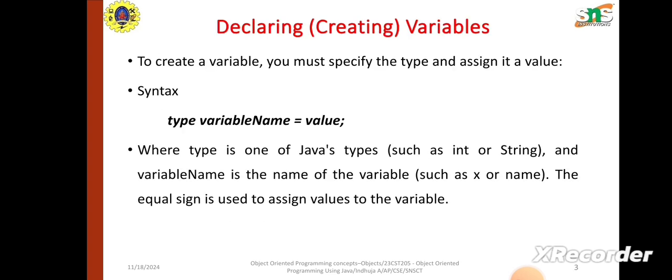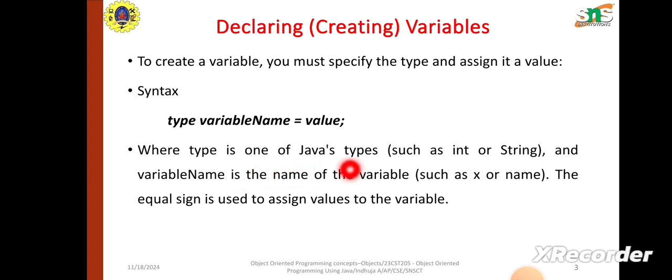Next, declaring or creating variables. How to declare or create a variable? To create a variable, you must specify the type and assign it a value. This is the syntax. Type refers to the data type, what type of data it is going to hold. Next, the variable name. We give a variable name that is easily identifiable by a human being. Then variable name equals value.